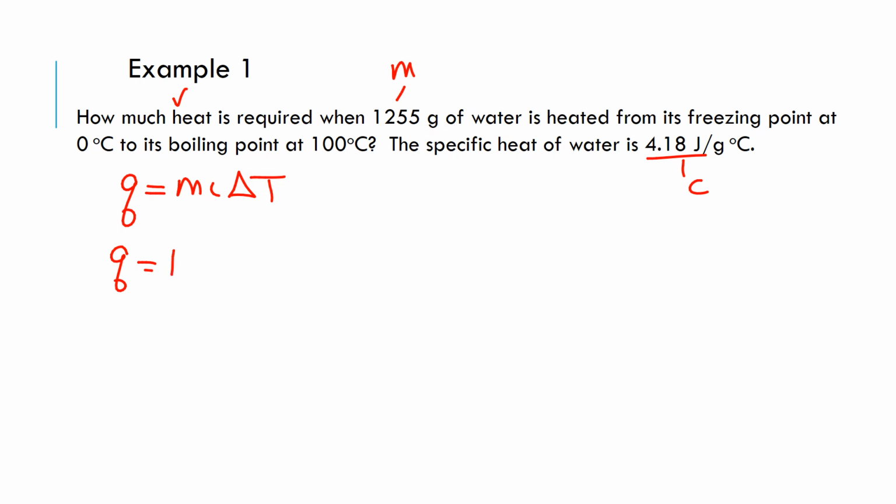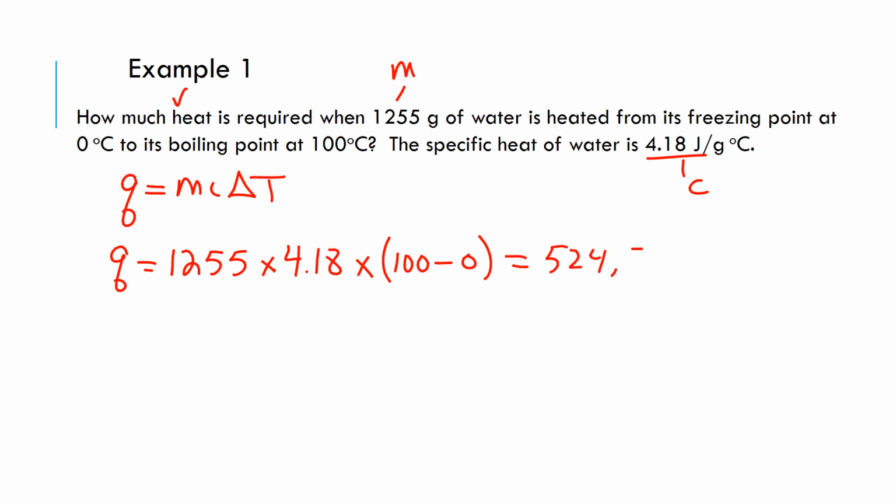So to solve this, I'm going to take 1,255 grams, multiply it by the specific heat, which is 4.18, and multiply that by the change in temperature, which will be the final temperature, which is 100, minus the initial temperature, which is 0. And when we do that, we get 524,590 joules. Now, this is a rather large number, but that's okay. A joule is a very small amount of energy.